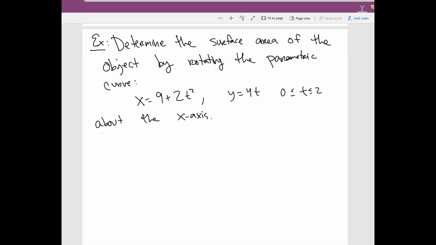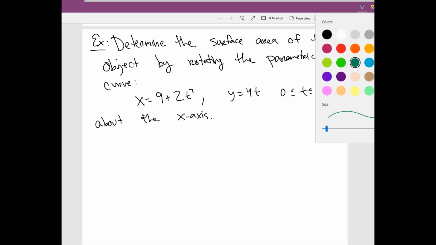So here we want to determine the surface area of the object by rotating the parametric curve x equals 9 plus 2t squared, and y equals 4t, where t is from 0 to 2. And we're revolving it around the x-axis, okay? These problems can get really complicated depending on how horrible the parametric equations are, and it's really easy to just make the integral not solvable afterwards.